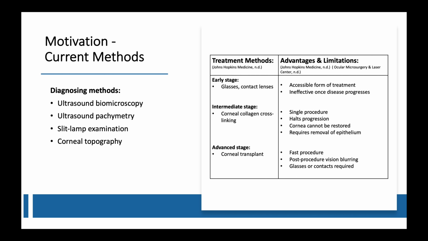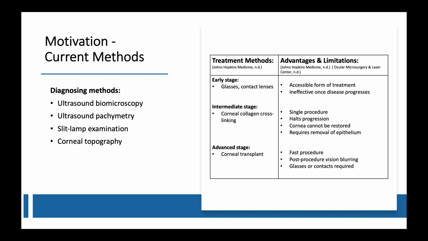In the intermediate stage, corneal cross-linking is a surgical procedure used to add bonds between collagen fibers in the eye. It is a one-time procedure that is very successful in preserving corneal strength and slowing progression. However, it cannot return the cornea to its original state and often requires the top layer of the cornea, the epithelium, to be removed in order for the eye drop medication that is applied before the procedure to work as intended. In the advanced stage, corneal transplants are performed.